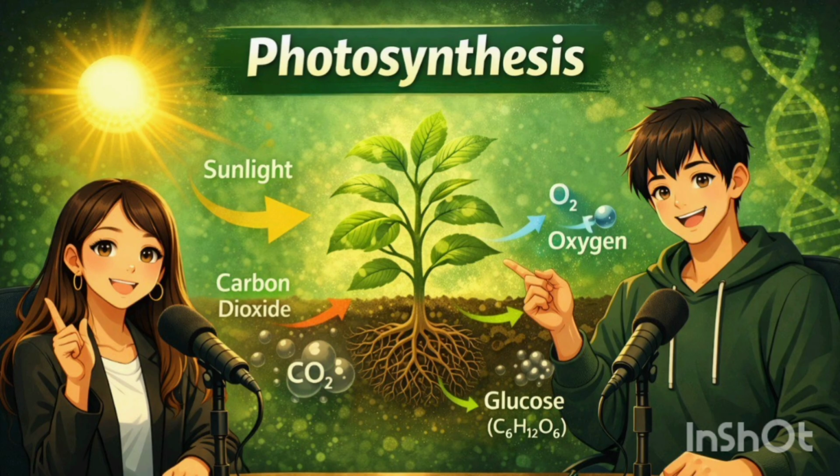So let's do the math. To make a single glucose molecule, which has 6 carbons, how many times does the cycle have to turn? 1 turn fixes 1 CO2, so to get 6 carbons, you need 6 turns of the cycle. And the total cost? 18 ATP and 12 NADPH. That is an expensive molecule. It is, but glucose is a high-energy molecule. You have to spend energy to make energy.